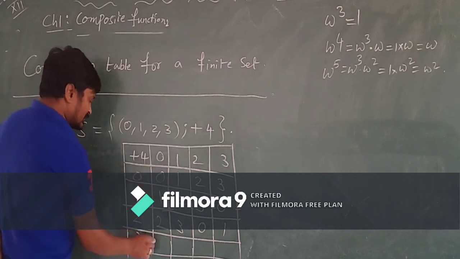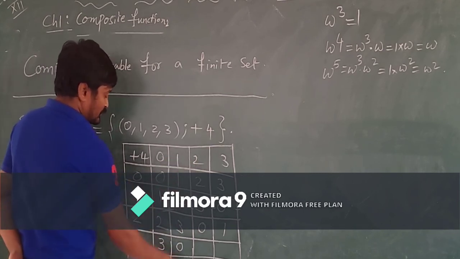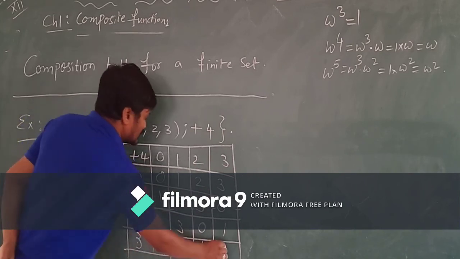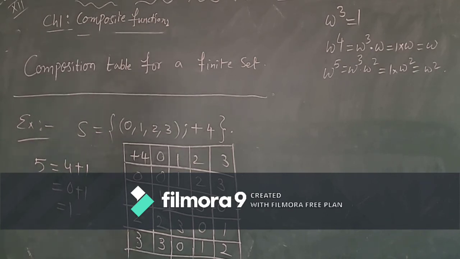Now let's move on to the next: 3 plus 0 is 3, 3 plus 1 is 4, which means 0, 3 plus 2 is 5, which means 1, and 3 plus 3 is 6, which means 2. So this is your addition table, the composition table for a finite set.